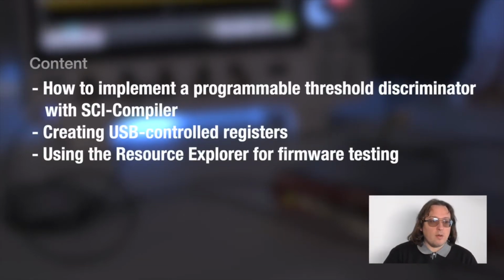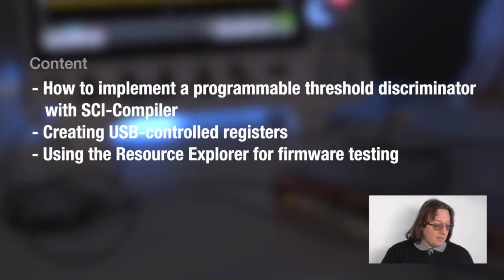Hello, in this tutorial we will learn how to implement a programmable discriminator using a CDK development kit and SCI-Compiler. In particular, we will learn how to implement a USB controlled register inside the firmware in order to set the threshold of the discriminator, and we will learn how to use the integrated tool Resource Explorer to access this register via USB and set and control the threshold value.